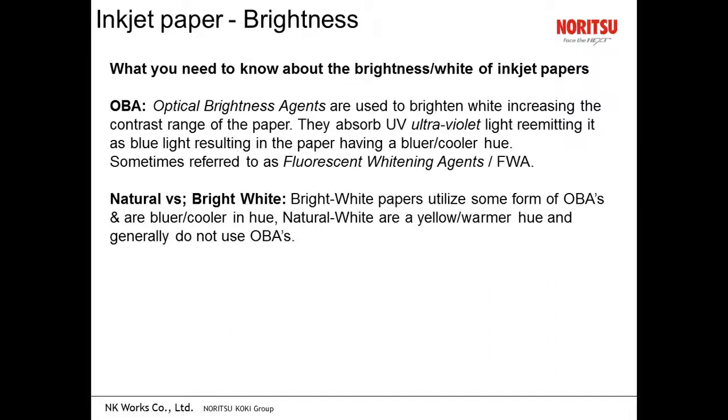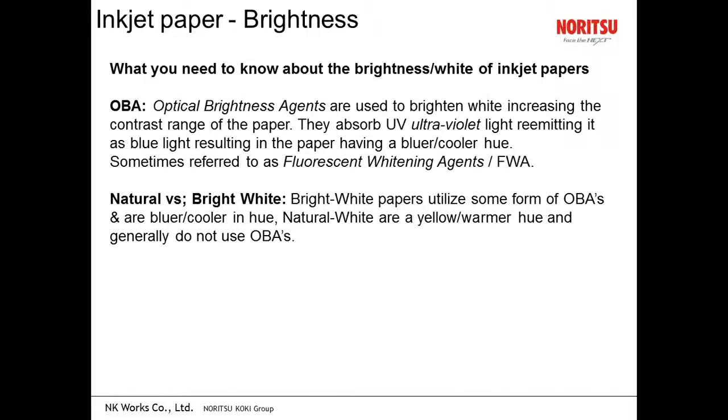OBAs, optical brightness agents. It's very important that we understand what optical brightness agents are and their impact on the image itself when we're viewing it. An optical brightness agent is added during the milling of the paper or within the absorption layer itself. Its simple goal is to absorb all the UV light that's available to it and re-emit it as a blue light. In the process, it creates a brighter white and a brighter image, but it does cool down the image itself.